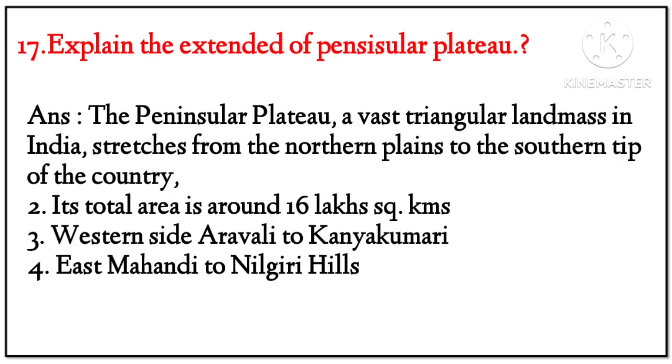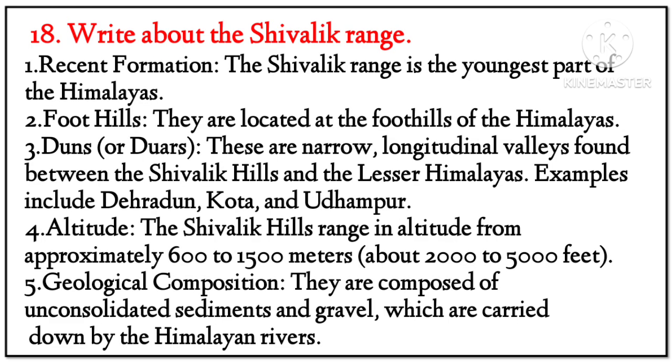17th, explain the extent of the peninsular plateau. Our answer: the peninsular plateau, a vast triangular landmass in India, stretches from the northern plains to the southern tip of the country. Its total area is around 16 lakh square kilometers. On the western side Aravalli to Kanyakumari, east Mahanadi to Nilgiri hills.